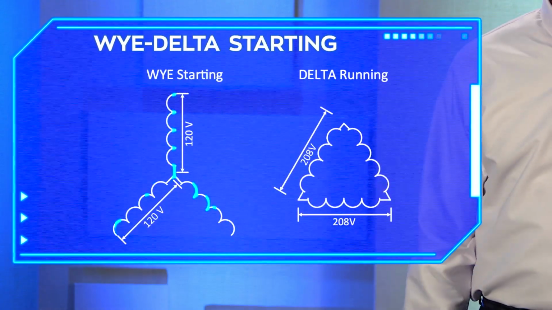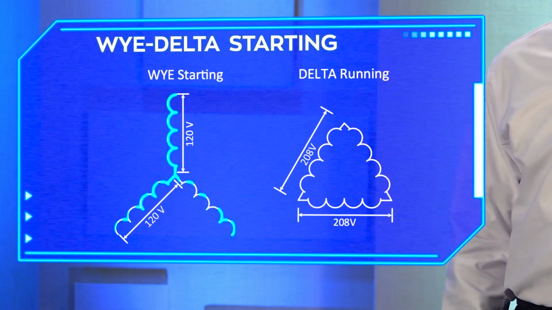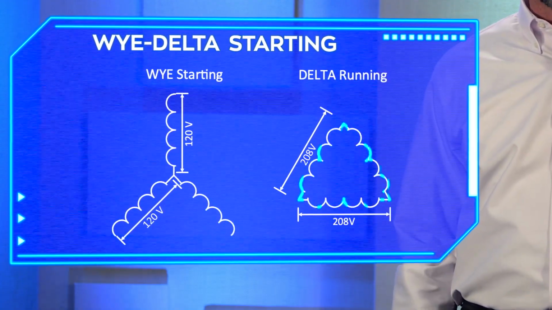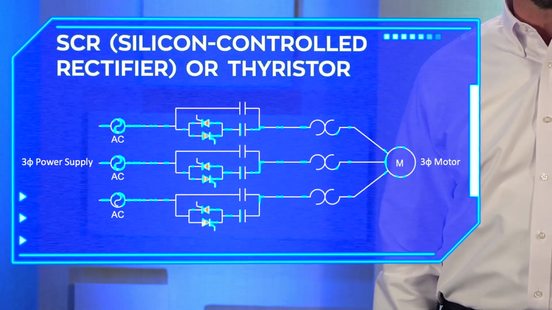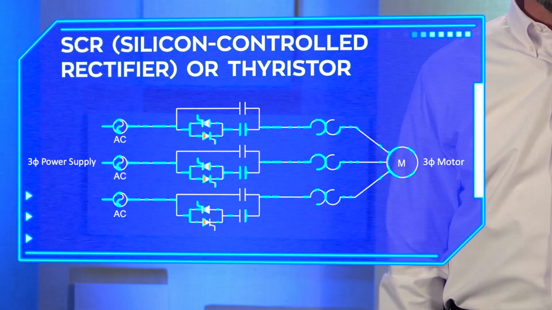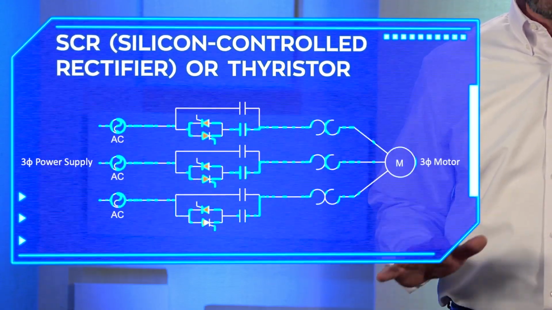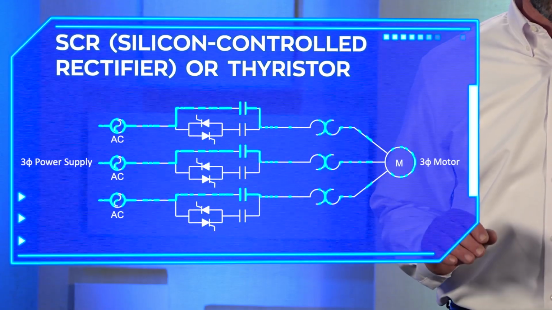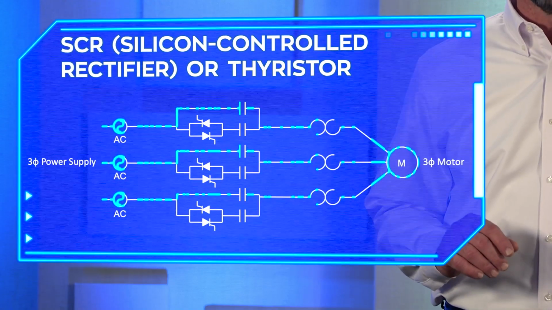With Y delta starting, we connect the motor at start in a Y configuration, which exposes each coil to a lower voltage, then switches over to delta while the motor is in the running state. SCR, or thyristor control. The solid-state device is controlled to pass only a portion of the voltage waveform to the motor. These offer a smooth start to the given system and limit the current draw by the motor. When the motor is up to full speed, the unit then bypasses the soft start function and full voltage is applied.